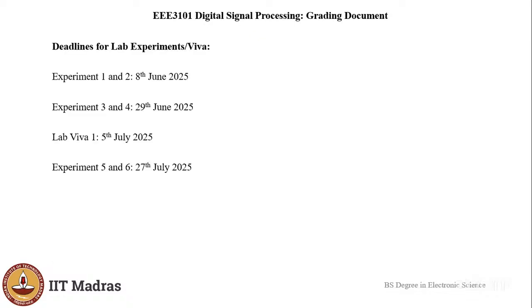These are the tentative deadlines for the experiments and the viva. It may change by 2 or 3 days maybe, but usually this will be followed.